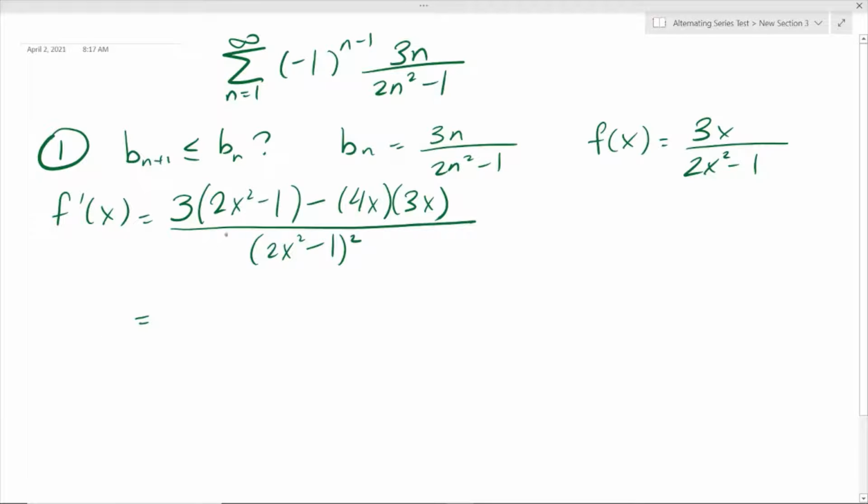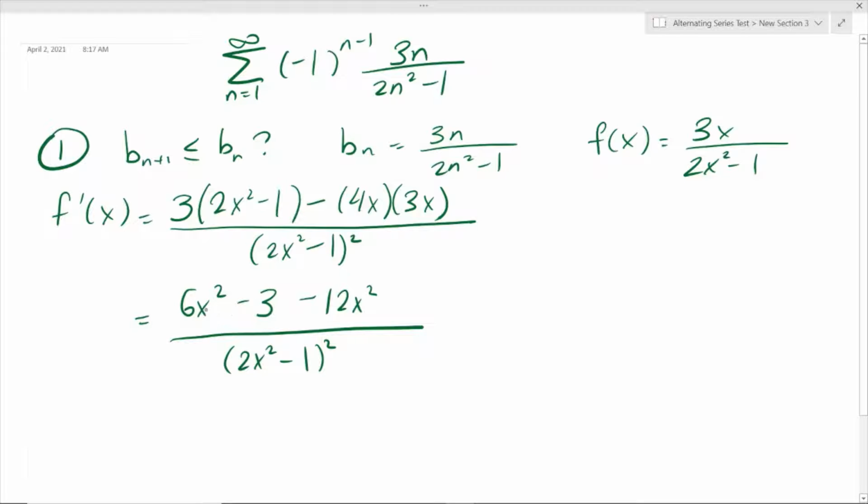Now we are going to use the distributive property, so 3 times 2x squared is 6x squared, 3 times -1 is going to be -3. Now 4x times 3x is going to be 12x squared, and add in the negative, so -12x squared, and then all over 2x squared minus 1 squared. And then we combine like terms, 6x squared minus 12x squared gives us -6x squared minus 3, all over 2x squared minus 1 all squared, just like that.